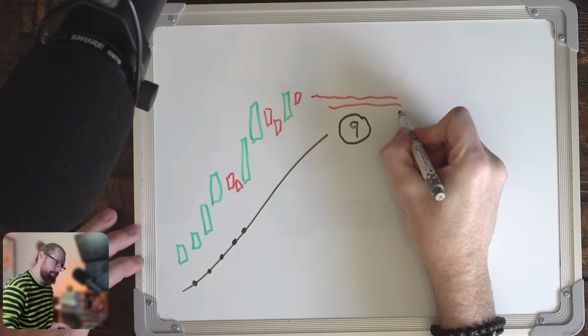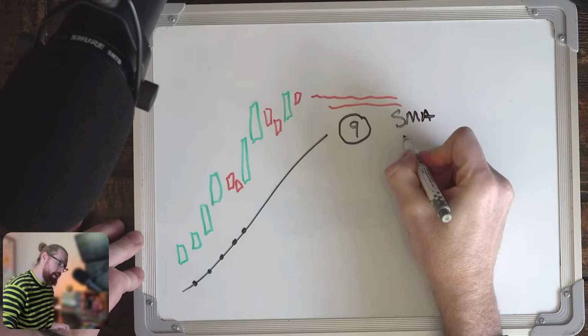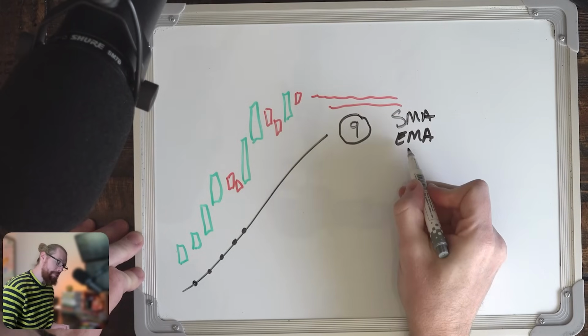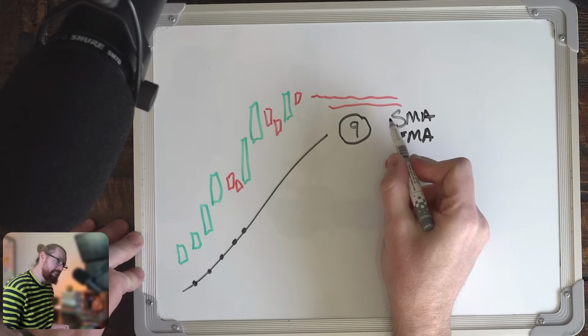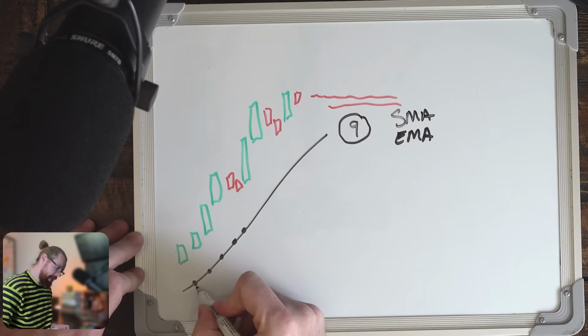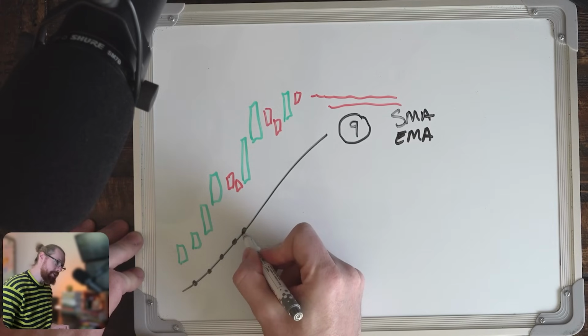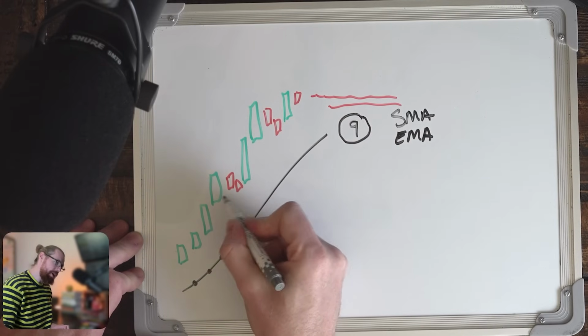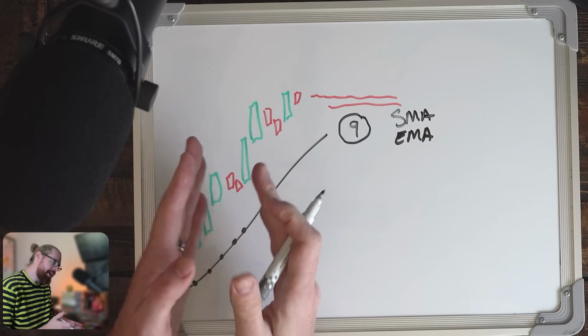Now, I personally use exponential moving averages in my trading. An exponential moving average is different from a simple moving average. You have an SMA or an EMA. SMA is a simple moving average. EMA is an exponential moving average. A simple moving average is simple because it just takes the average price over these last candles, whereas an exponential moving average takes the more recent price action and weights it more heavily.